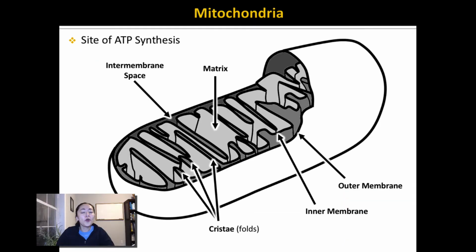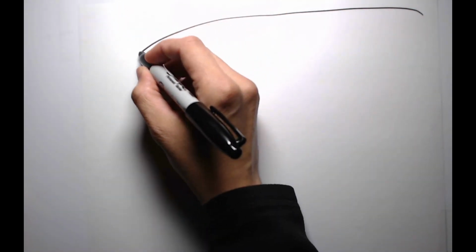Now, let's draw a diagram of the steps of cellular respiration together. If you are watching this video to help you prepare for a test, then you will want to grab a piece of paper and draw the next diagram with me. Let's first draw the cell membrane. All of cellular respiration is going to happen within the cell.